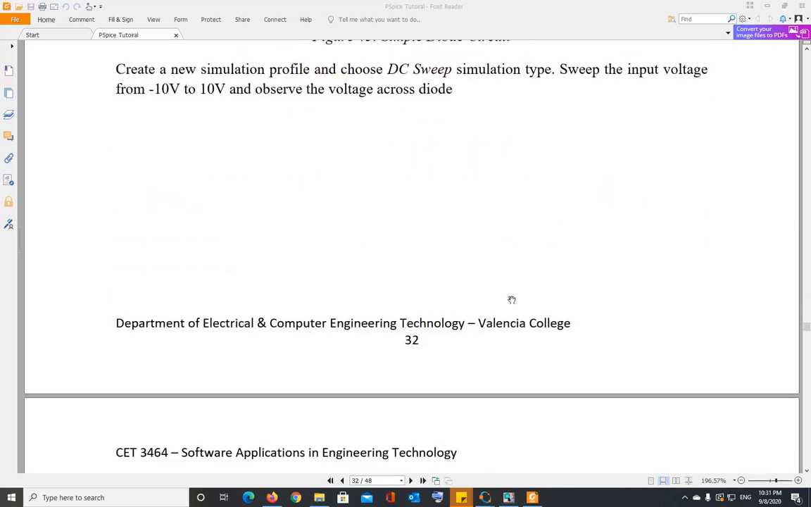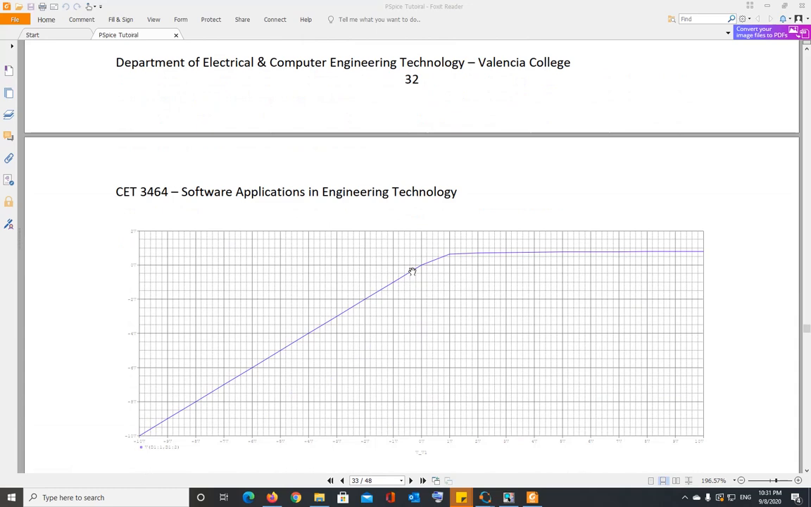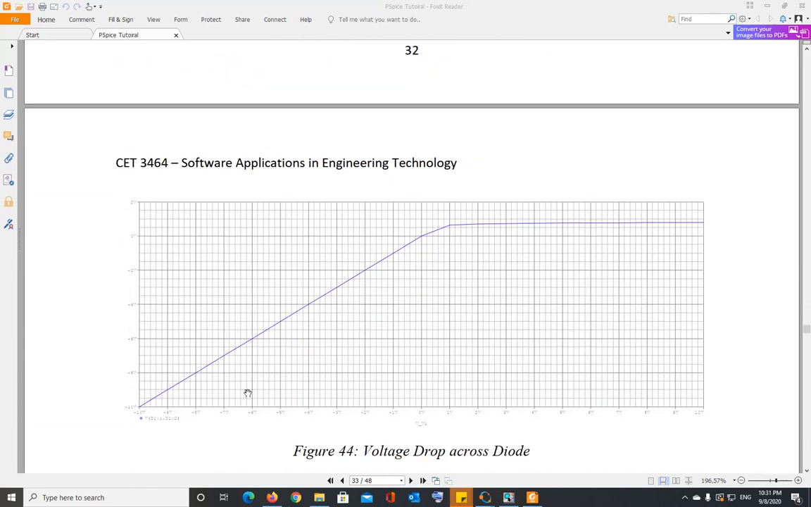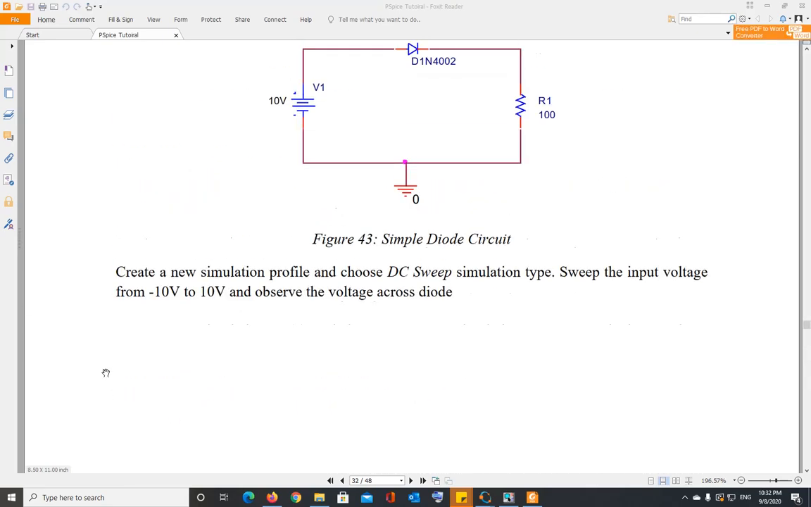So the first one I'm showing you is the DC sweep, showing how, if you are changing the voltage across a diode, the voltage is dropped across the diode. So this is the diode voltage on the x-axis, and then looks like, let me see what I'm doing.